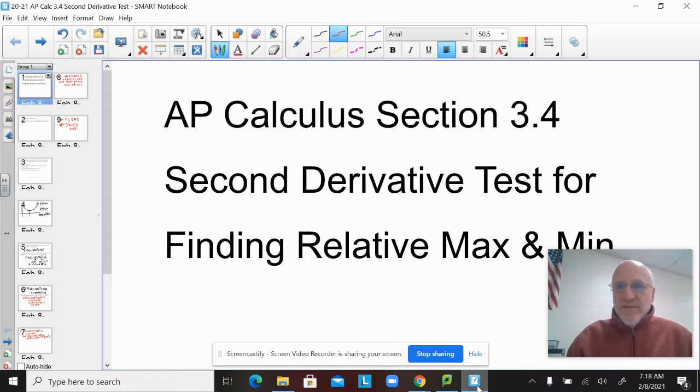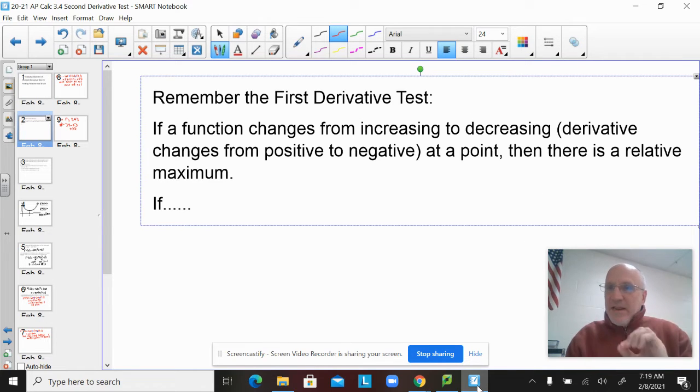Today we are talking about the second derivative test, which is another way to find a max or a min for a function. All right, let's not forget the first derivative test. What confuses people normally about this lesson is really we're just giving another way to find maxes and mins. But you already know how to find maxes and mins using the first derivative test.